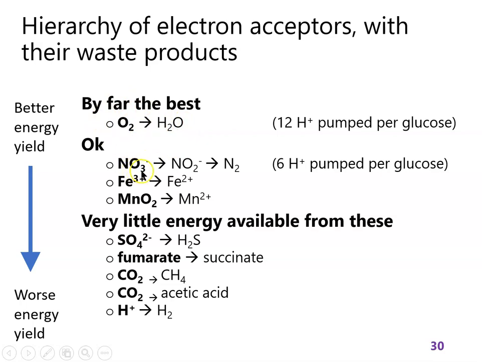Second best is nitrate, and they will reduce it to nitrite, and sometimes all the way to nitrogen gas. But this is half as good as oxygen. And then iron and manganese, these are often found in nature also, and these are not quite as good as nitrate. And then all of these you could just lump together. These are all kind of terrible electron acceptors, and the cells that use them for anaerobic respiration do not get much energy from it. But it is a source of energy. It's something in nature that can be exploited, so some microorganism will exploit it.